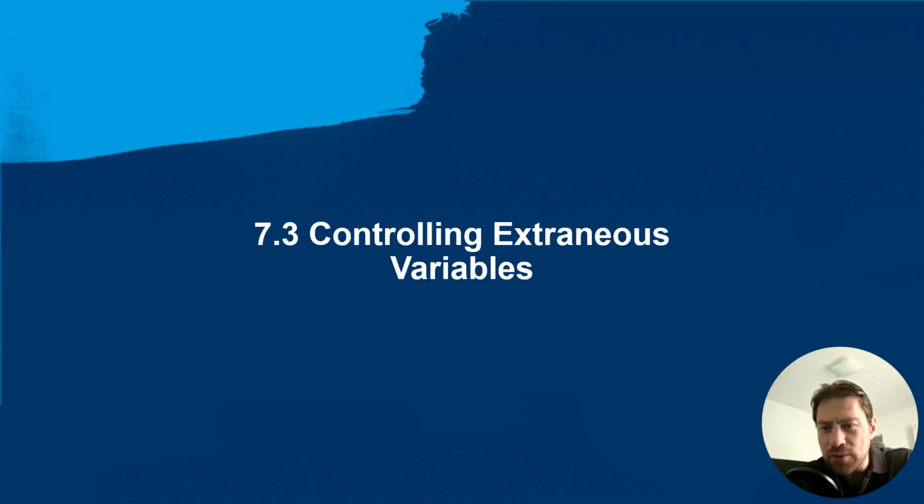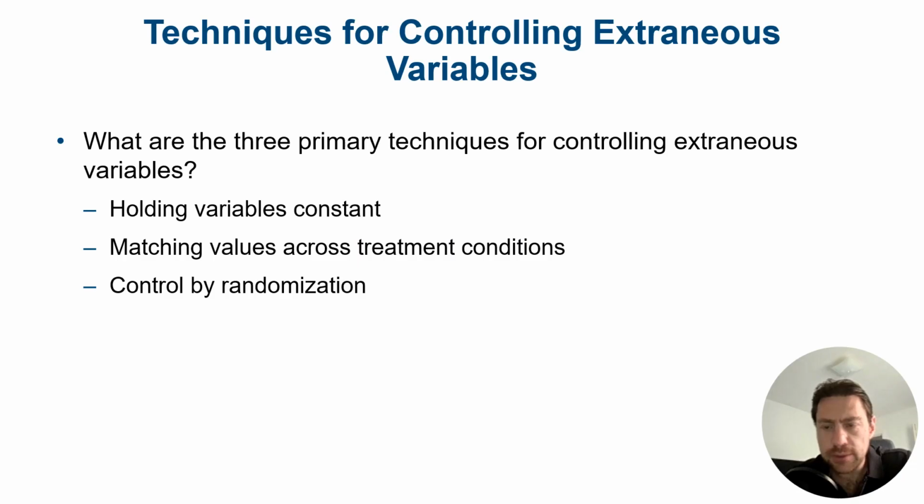All right, so this is section 3 of chapter 7, and in this section we will discuss methods for controlling extraneous variables. So we're going to focus on 3 primary techniques that are used by psychologists in order to control for extraneous variables. And those are holding variables constant, matching variables across treatment conditions, and control by randomization.